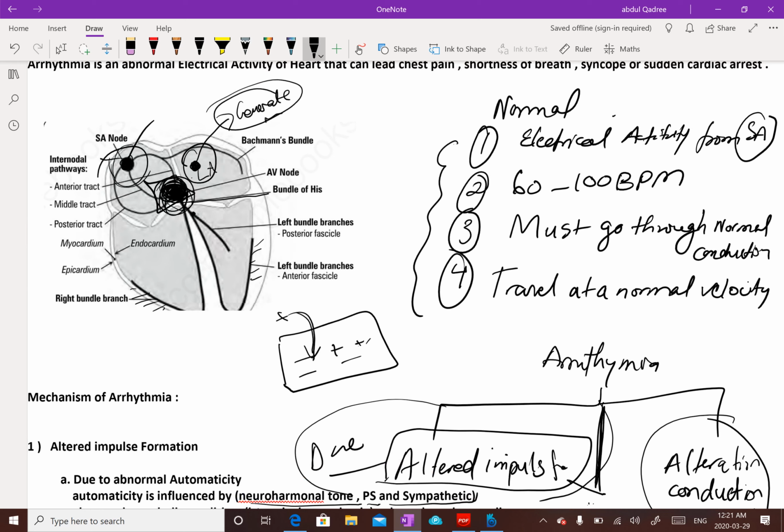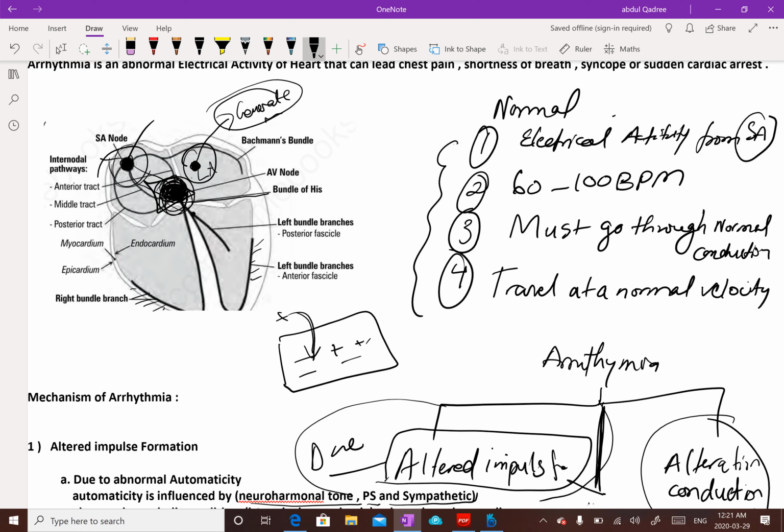Of course, when I send electrical activity from the SA node to the AV node, the impulse will not be coming down into the ventricles as fast, because it cannot go through this because of fibrosis. So it will either neutralize or re-enter back to the atria and cause a supraventricular tachycardia.